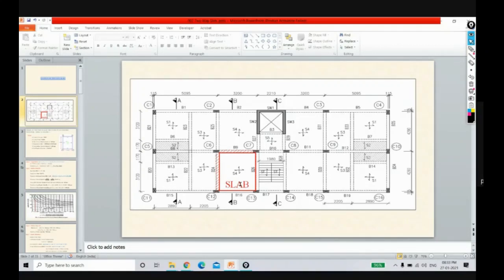So maybe, yes. They will check the design first. Yes, correct. So first we have to check the design.